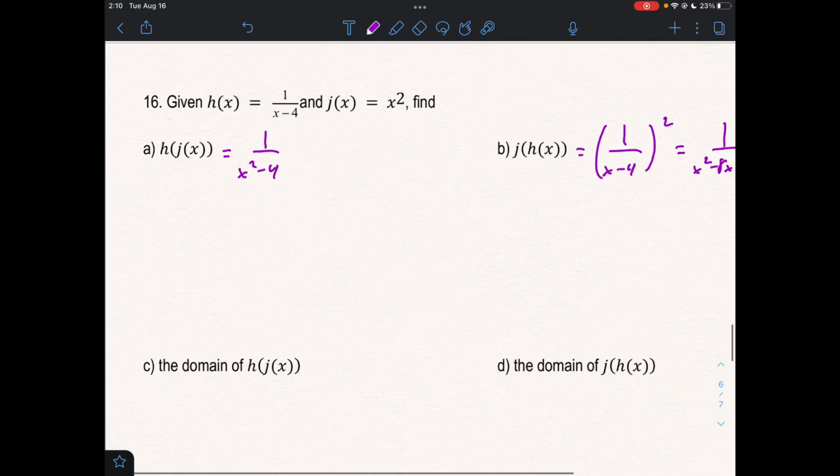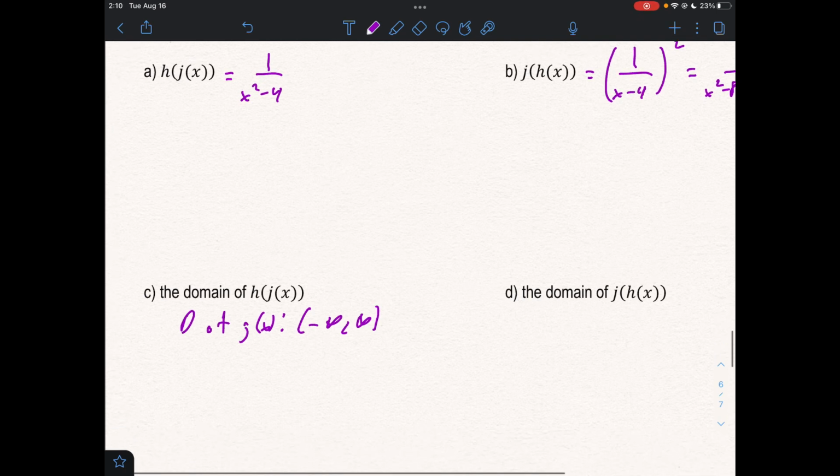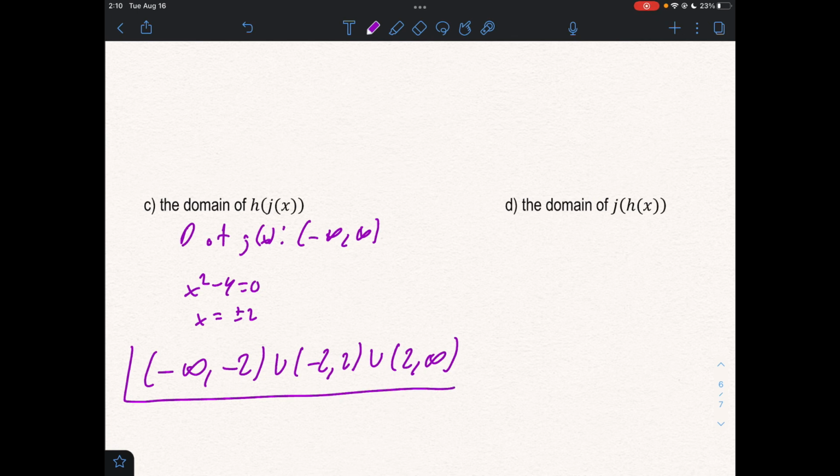Now the domains. So first of all, in C, the domain of j. The domain of j is all real numbers. No restrictions there. But if you look at our new function, it can't be 2 or negative 2, right? Because it can't be 0. We can't have a 0 in the denominator. So our domain then is going to be everything but 2 and negative 2. Everything before negative 2, everything between, and everything after 2, exclusive of the endpoints.